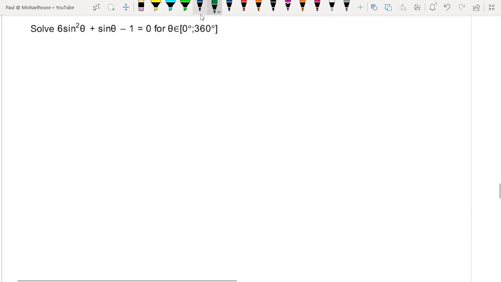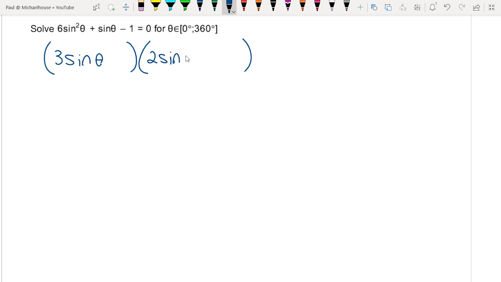Right, this next one is a trinomial, but this time in sine. Pause the video, see if you can do it yourself, and then let it play. Right, this one factorizes to 3 sine theta and 2 sine theta. I think it's going to be plus 1 and minus 1. All right, that's correct. So we get sine theta equals a third, which we've got to solve, or sine theta is minus a half.